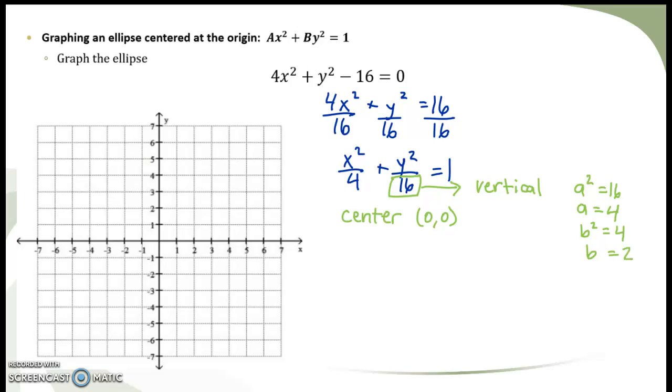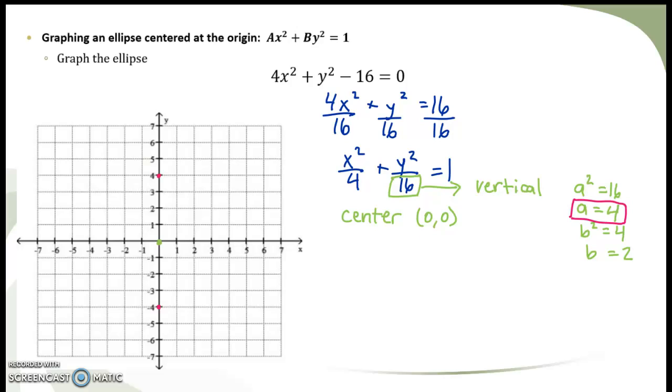This is all the information I need to know to graph my ellipse. I have an ellipse at 0, 0. My major axis is the length of a times 2. From my center, I go up a, so I go up 4, and I have one point. Then from my center, I go down 4, and I have my other point here.